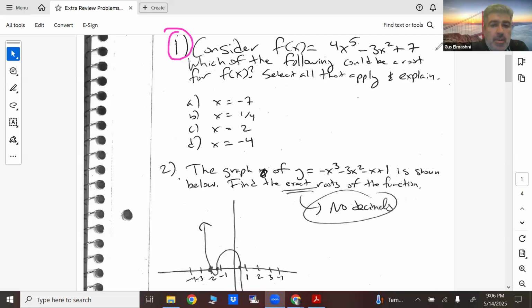Okay, let's take a look at number one. Number one's asking us, consider f of x equals this. Which of the following could be a root for f of x? Select all that apply and explain.